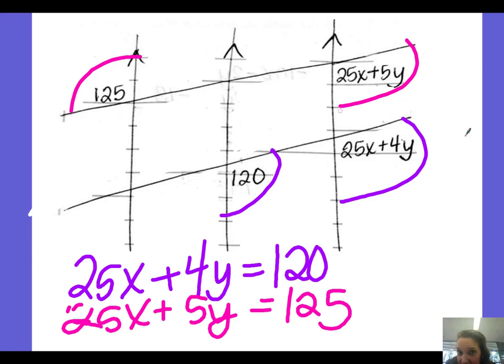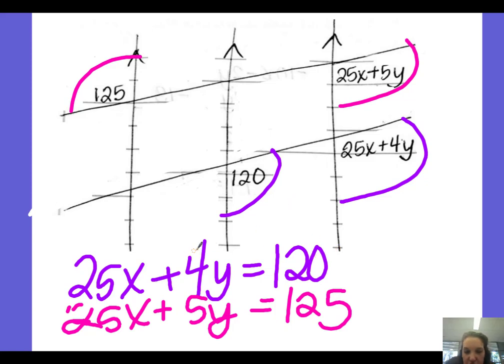And technically, that's it. Those are the only two equations I can set up. Because we don't know that these two lines are parallel, I can't say that these are congruent because they're corresponding. Because they are corresponding, but since I don't know that these two lines are parallel, I can't set those equal to each other. So those are my only two equations.